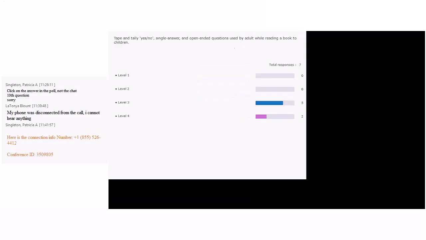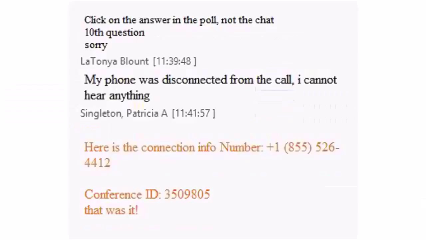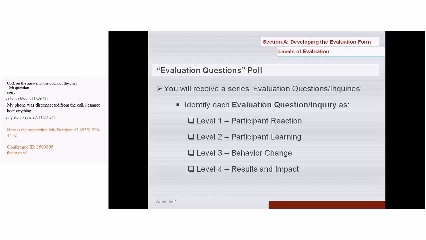So it is not level 4. It is what is the teacher doing differently. And we hope that, by watching and listening to her or him read that book, they are actually increasing their use of open-ended questions. So that is behavior change. Absolutely. Okay, next one. We're probably getting close to the end. We might be at the end. Okay.